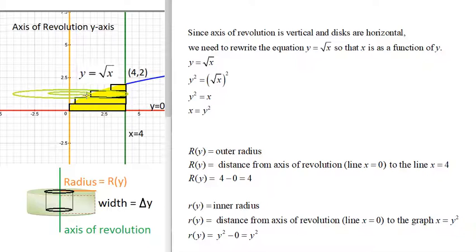The inner radius is the distance from the axis of revolution, which is the line x equal to 0, to the graph. But the graph is x equal to y squared. And so the inner radius will be y squared minus 0. This is the line x equal to 0. The graph is the graph of x equal to y squared. And so the distance of the inner radius will be y squared minus 0. And y squared minus 0 is just y squared.